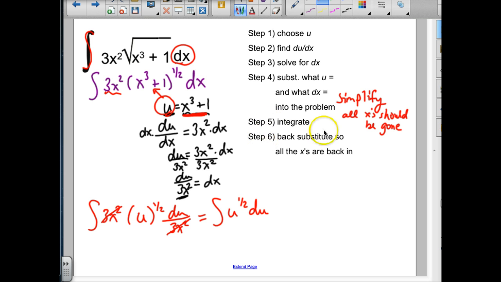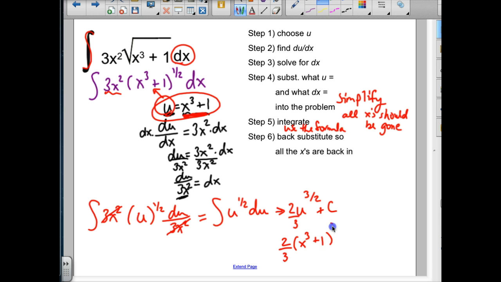So now we're on step 5, use the formula. Integration formula by u substitution. So integrating that, we add 1 to the exponent, divide by the new exponent. Dividing by 3/2 is the same as multiplying by its reciprocal. And then plus c. And then we back substitute. So put back in what you started with for the letter u, because your final answer has to have the original letter in it that you started with. We started with x's, so now we have to have x's in our final answer.